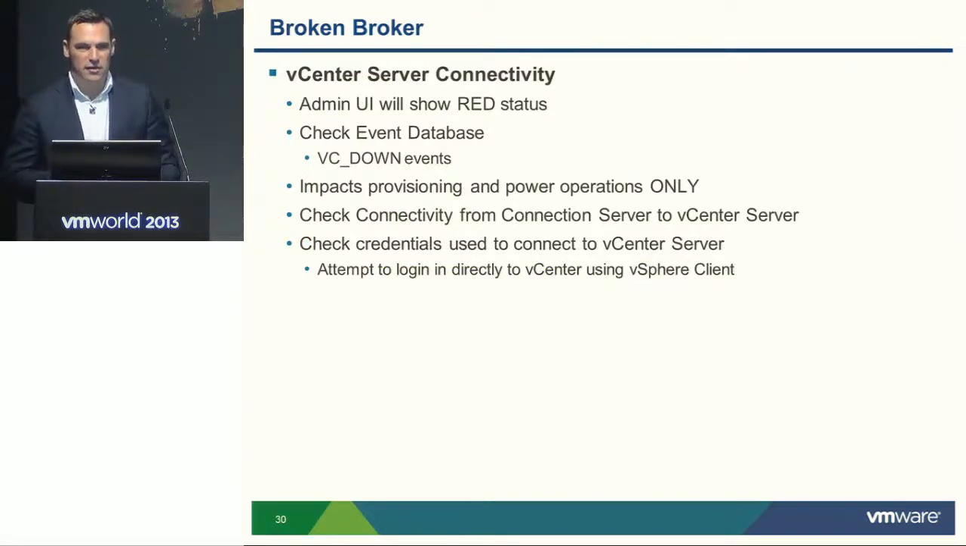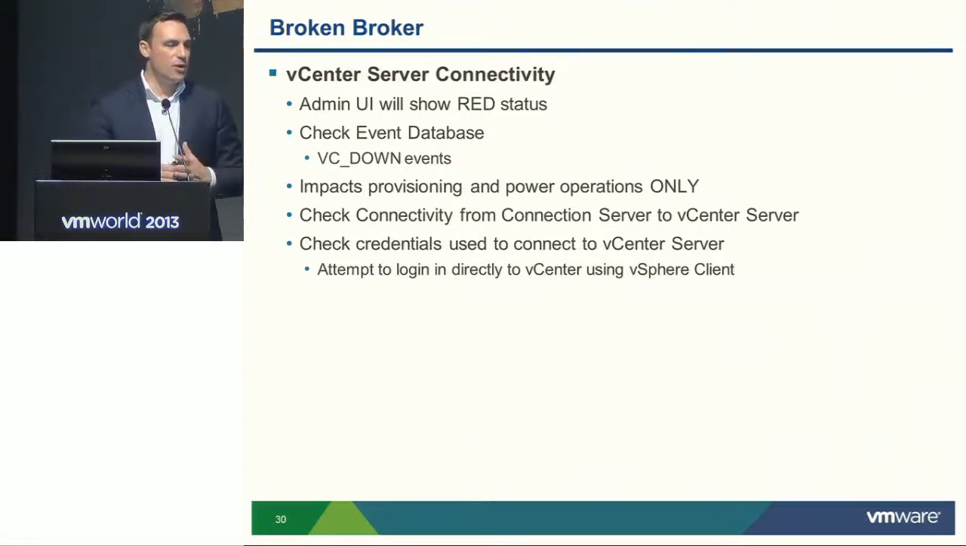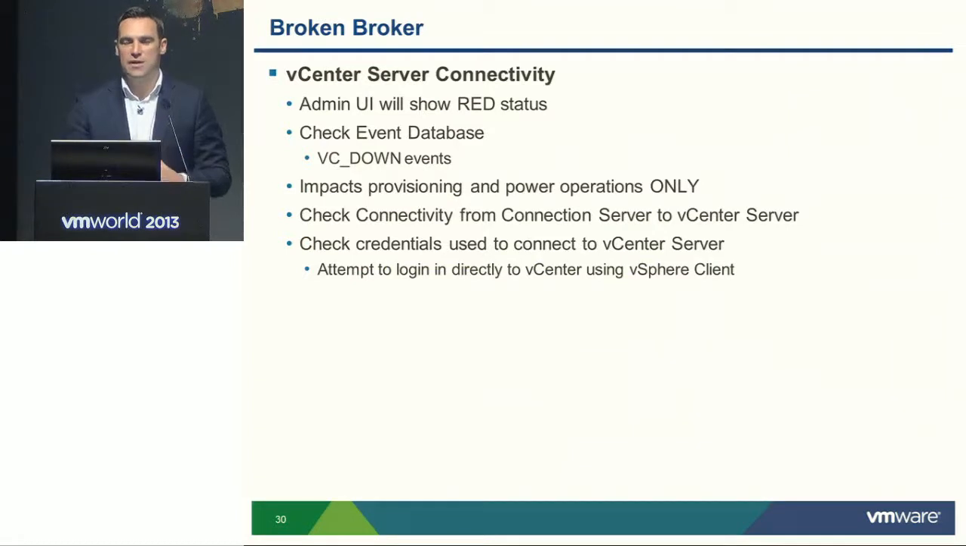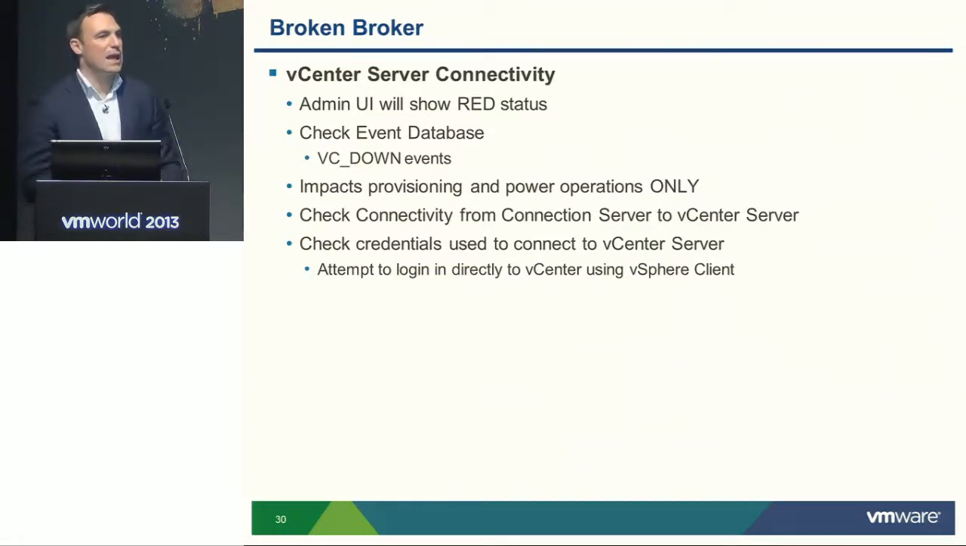So obviously vCenter server connectivity is really important. If View cannot connect to vCenter, it cannot power on VMs and it cannot provision VMs. However, I will state if vCenter server goes down, your users should still be able to connect. If your virtual desktops are powered on and available, your users should still be able to connect into that virtual desktop. However, it's important to have vCenter server up and running so you can do all your power and provisioning operations.